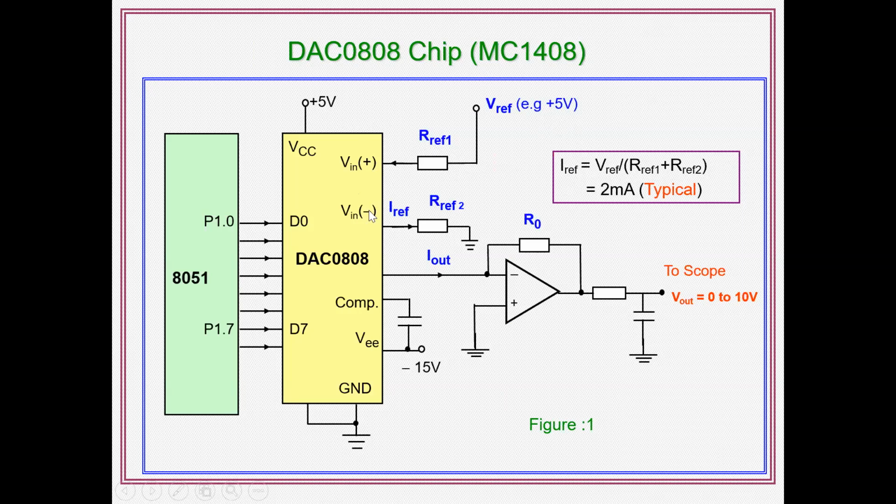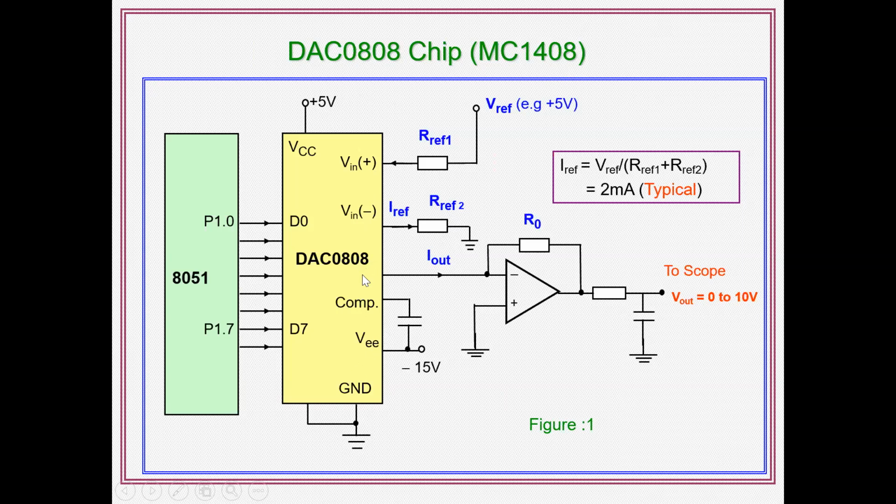So V in minus is connected to ground, so that V in equals V in plus minus V in minus. Since V in minus is connected to ground, V in equals V in plus. But here the reference is current, that is maximum 2 milliamperes based on the resistance values reference 1 and reference 2. So here we selected 2.5 total. And next one.